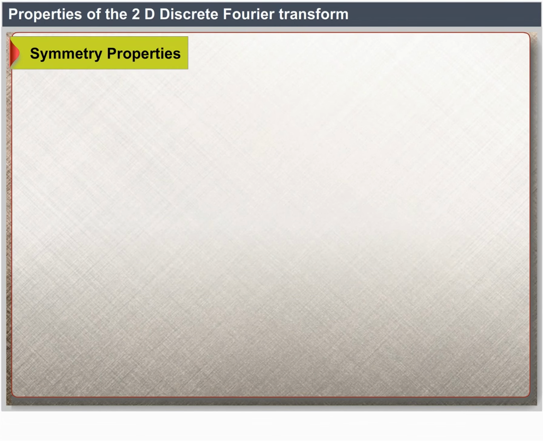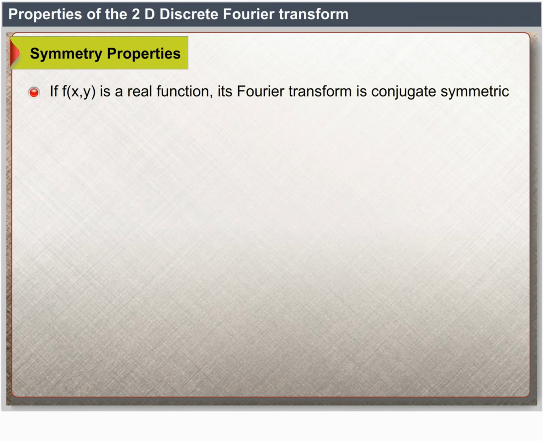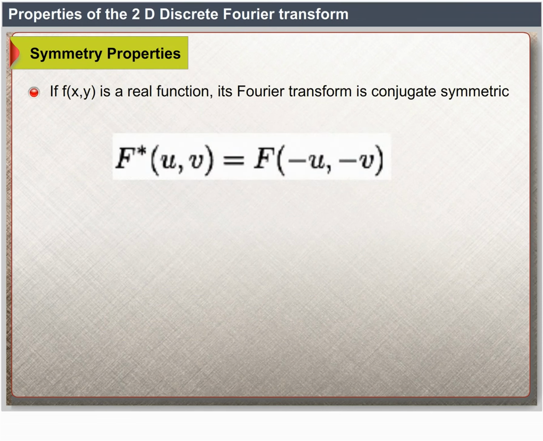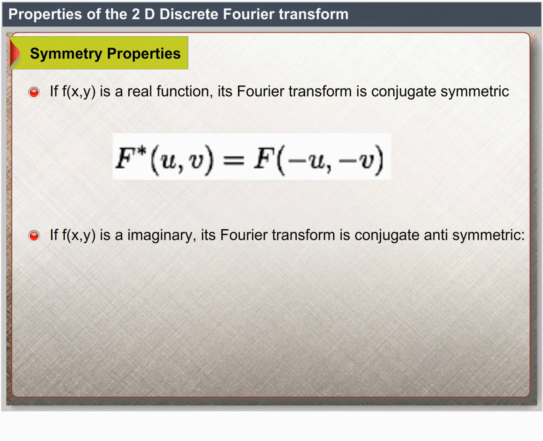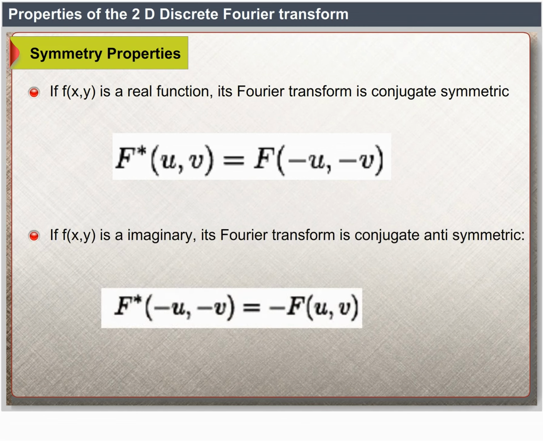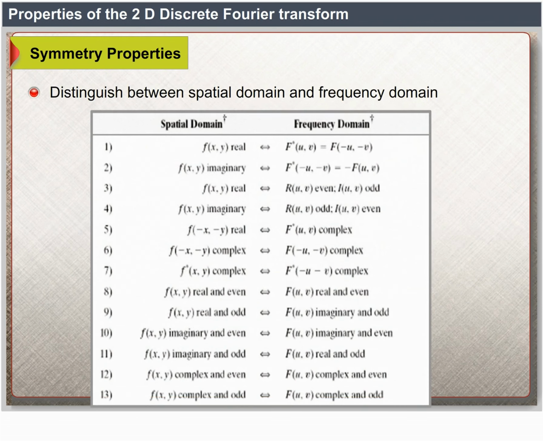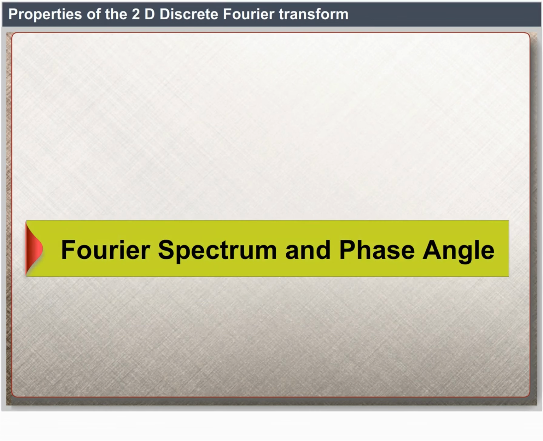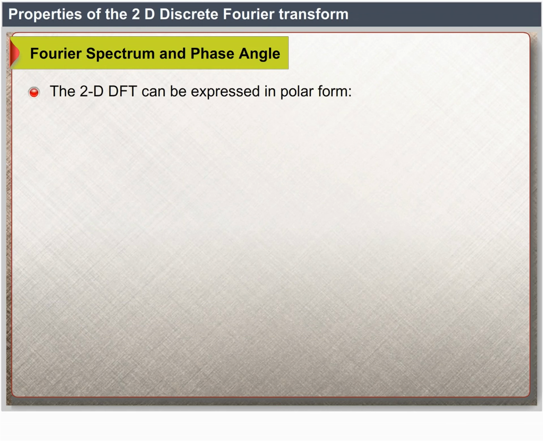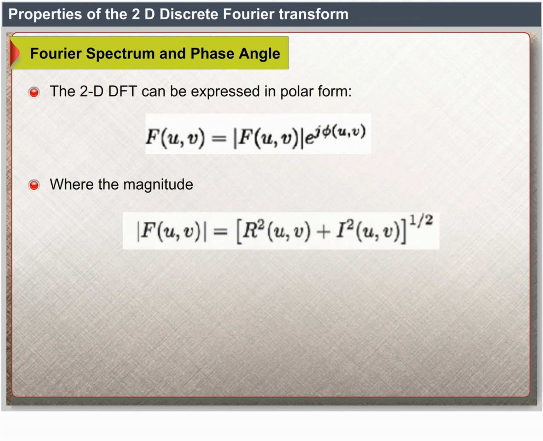Fourier spectrum and phase angle. The 2D DFT can be expressed in polar form, as shown on screen, where the magnitude, as shown on the screen, is called the Fourier or frequency spectrum. The power spectrum equation is now shown on the screen. R and I are the real and imaginary parts of F of u, v, as shown on screen, where f bar denotes the average value of f. MN is usually large, and the magnitude of F of 0, 0 is typically the largest component of the spectrum.